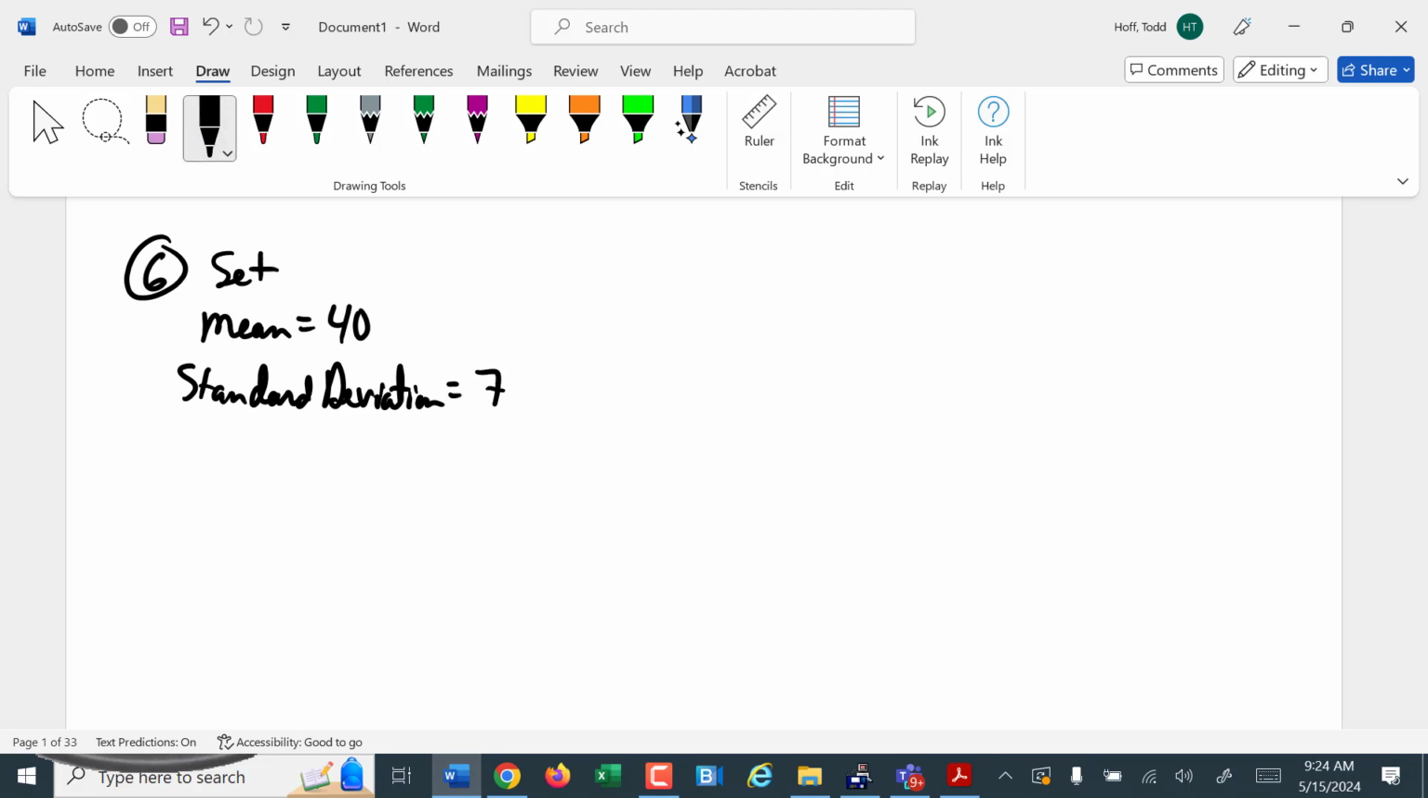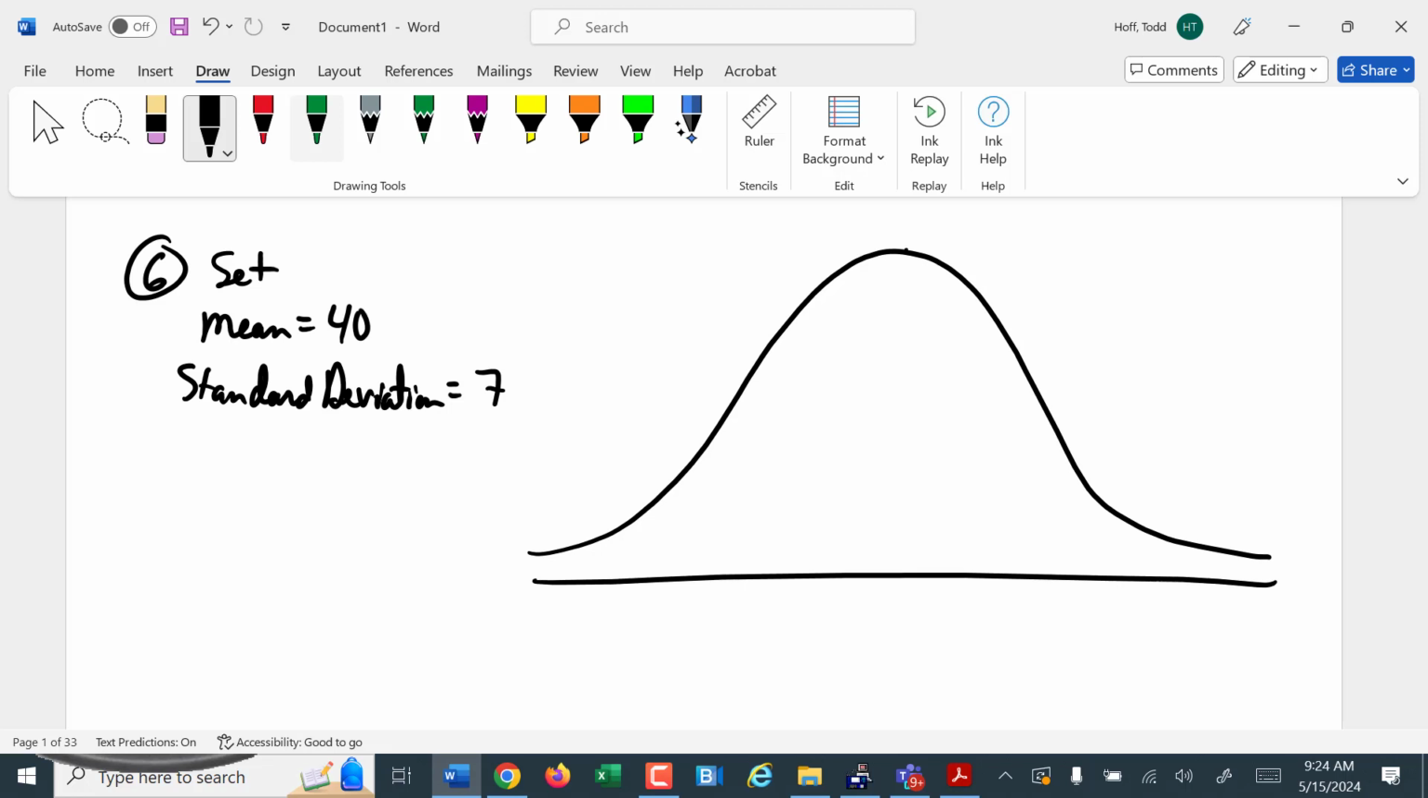So we start out with our bell curve. We're going to draw the bell curve. The center of the bell curve should be 40, that's just our mean. And you did that. You did the mean at the center of your bell curve as well.